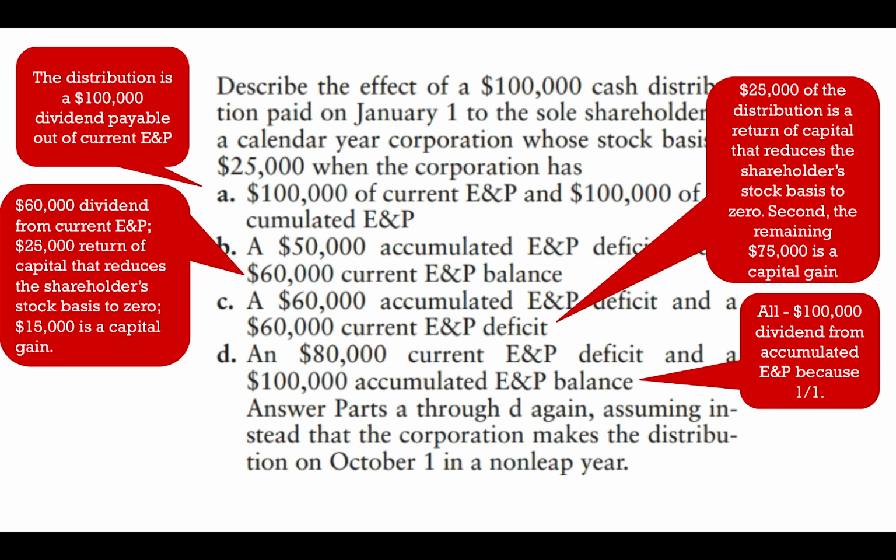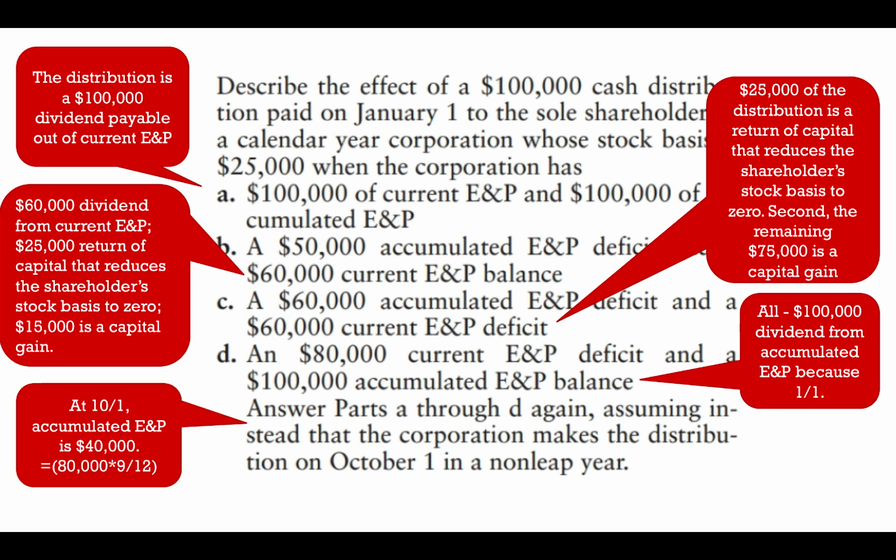All right, and next it says answer parts A through D again, assuming instead that the corporation makes the distribution on October 1. So let's just look at D for that because we basically just talked about it. All right, so if it happened on 10/1, accumulated earnings and profits is $40,000.